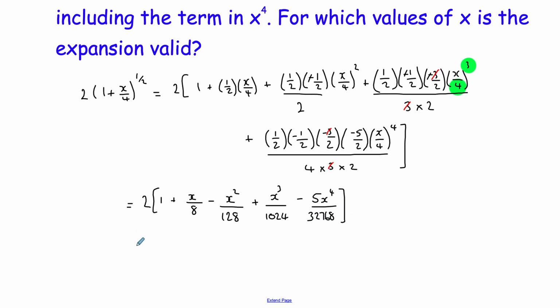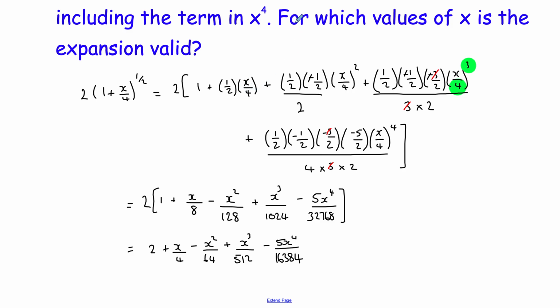Okay, and then the very last thing to do is times everything by 2. So 2 there, that's going to halve all of these numbers. So plus x over 4 minus x squared over 64 plus x cubed over 512 minus 5x to the 4 over 16384.